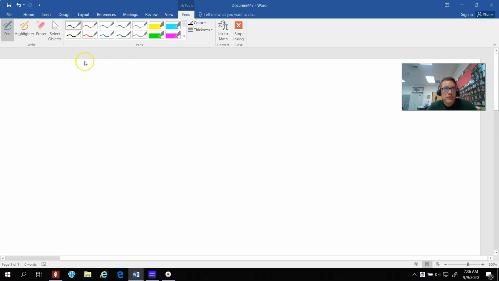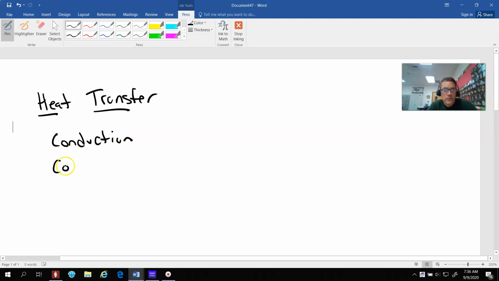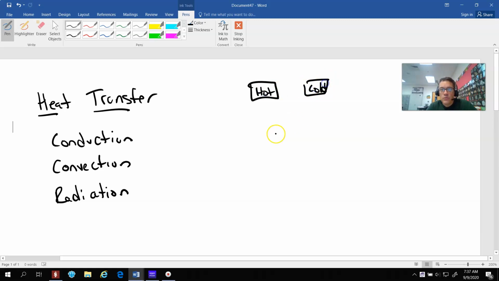We then started discussing heat transfer, and we mentioned there were really three ways that heat could travel from one place to another. So we had conduction, we had convection, and we had radiation. Now in general, heat always travels from where something is hot to where something is cold, if you want to think of it in those terms.